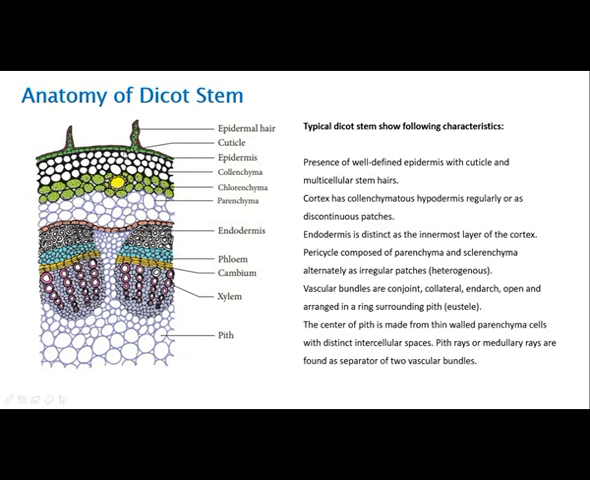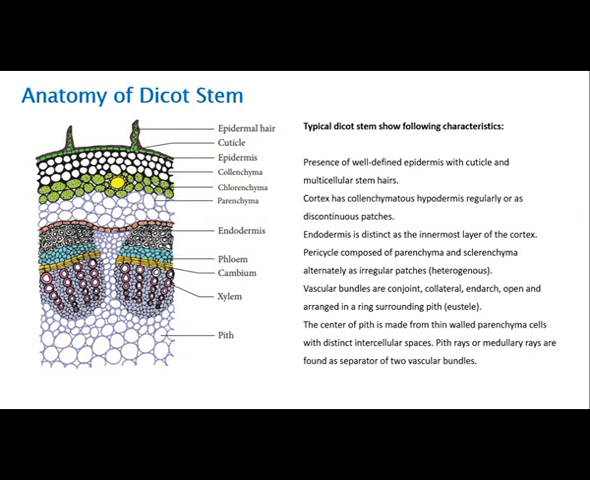Now below the epidermis, there is another layer of cells which is called the hypodermis. Remember, no hypodermis was there in case of root. So the hypodermis is 2 to 3 layers and it is collenchymatous, not parenchymatous.